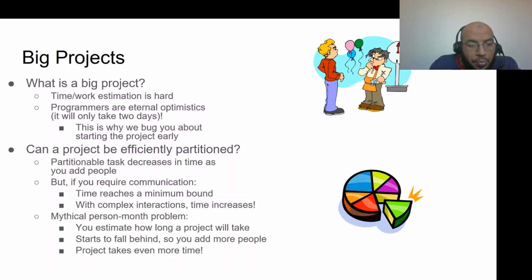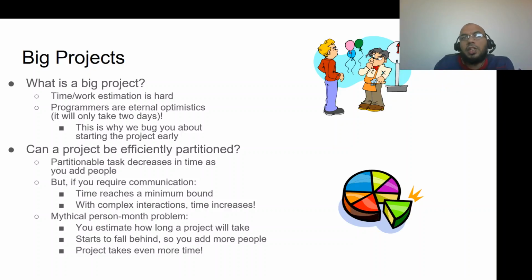Okay, there's the mythical person month problem. I don't know if you have read that essay. You should actually look for it, where you estimate how long a project will take. When it starts to fall behind, you throw more people at it. It starts to fall behind more, you throw even more people at it, and then the time required takes more time.